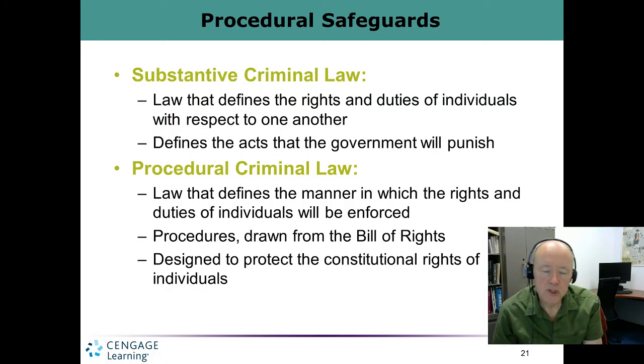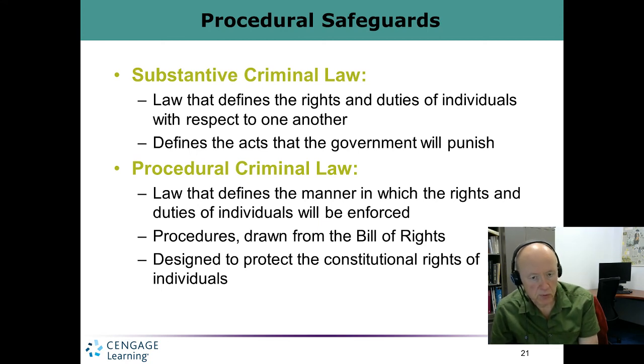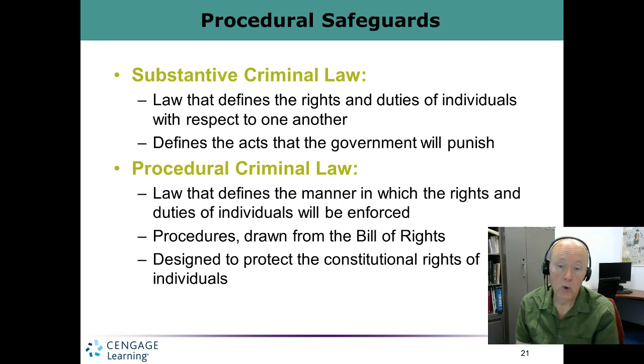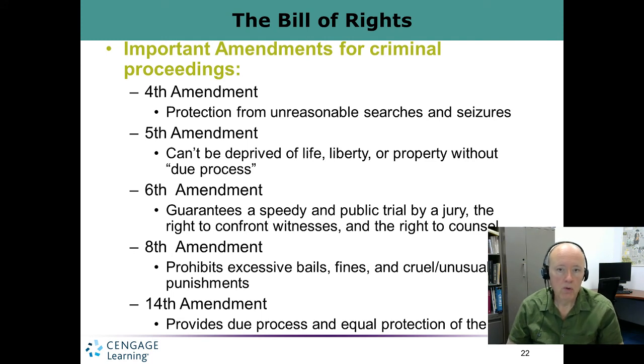All right, some procedural safeguards we can talk about. Substantive criminal law, procedural criminal law. Substantive criminal law defines what the government will punish. What is illegal? Murder, rape, arson, burglary. Procedural criminal law, which is much more about protecting people's rights, defines the way we enforce those laws. Most of the procedural criminal law is drawn from the Bill of Rights or your state constitution, and they protect individuals from government overreach.